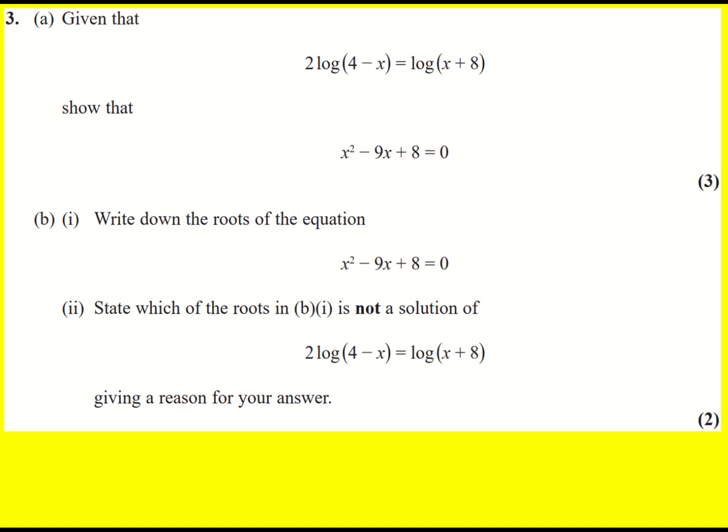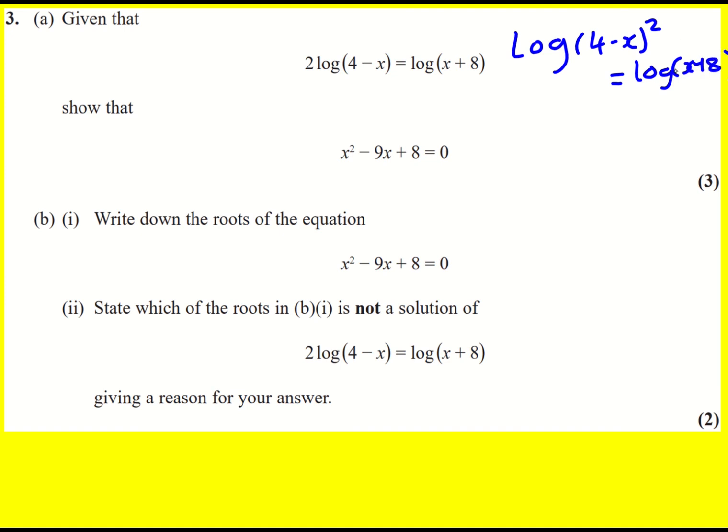Got a log equation, and we're asked to show that it could be turned into a quadratic. Right, let's apply the properties of logs. The first thing I can do is raise that power up. I want to undo the logs, but first I need a log on both sides. So log (4 minus x) squared is going to equal log (x plus 8).